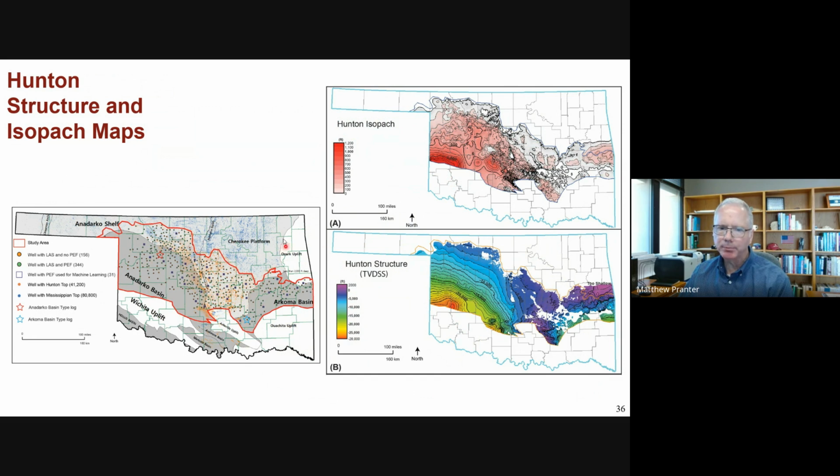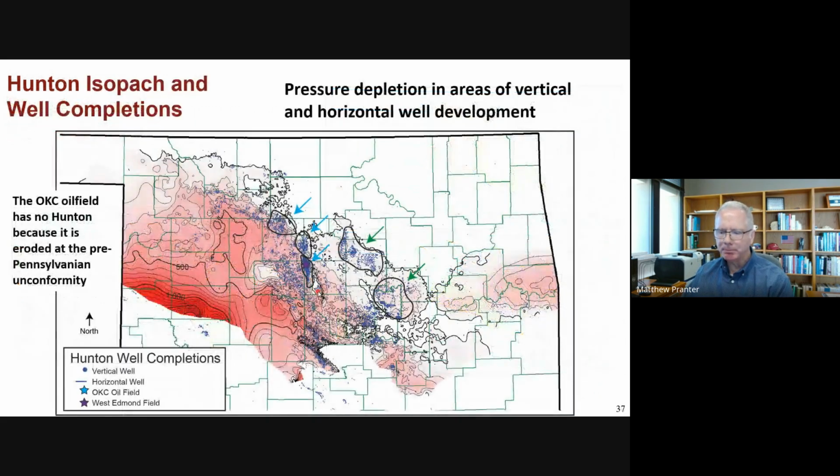And if we look at the isopack a little bit more, this is just the isopack map, but superimposed on it are all the well data. Some of these areas that I've highlighted with these polygons are areas where there's been quite a bit of vertical wells that have produced, getting kind of close to where the Hunton is truncated. And also people have gone back in and drilled a lot of horizontal wells here. So there's been both vertical and horizontal wells that have depleted these areas.